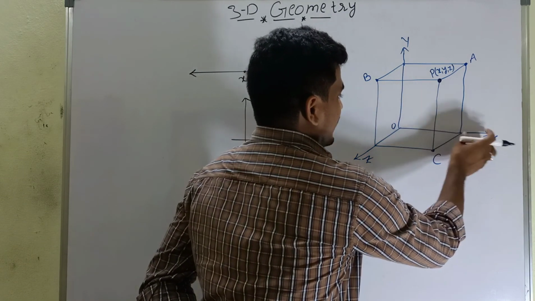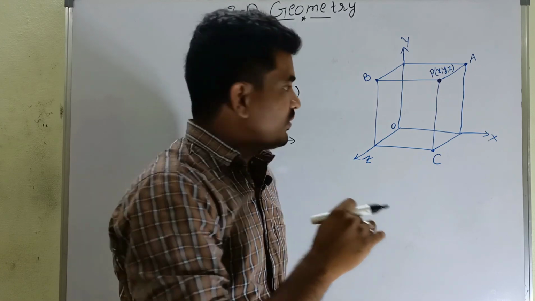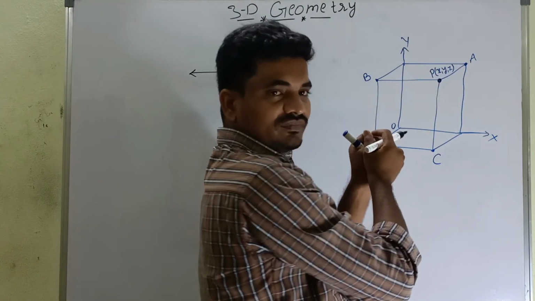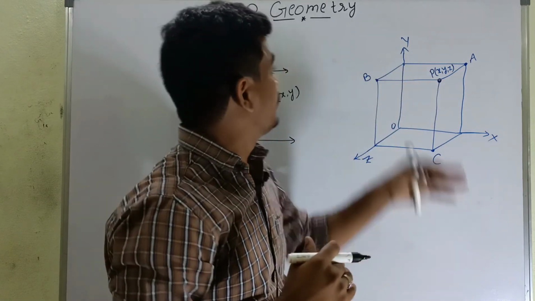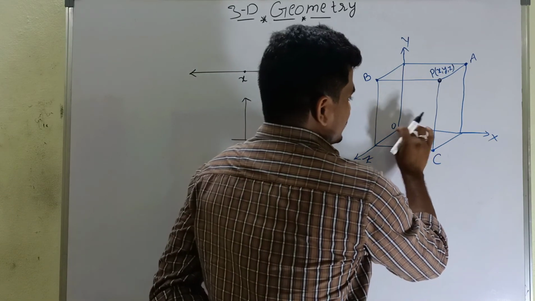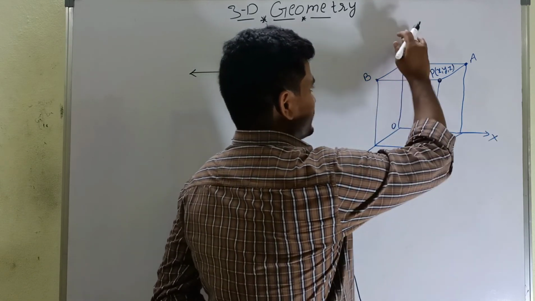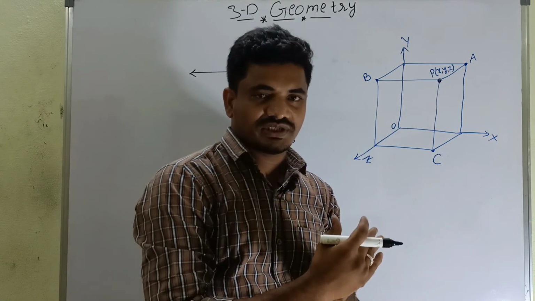Let us take this as the x axis, this as the y axis and this as the z axis. Okay, now it is one plane. In this plane I have one point. To know that point we have to learn about this concept. All these axes are perpendicular to each other.